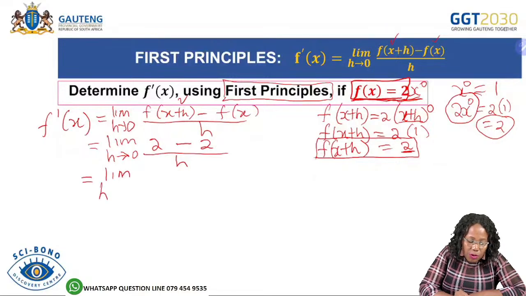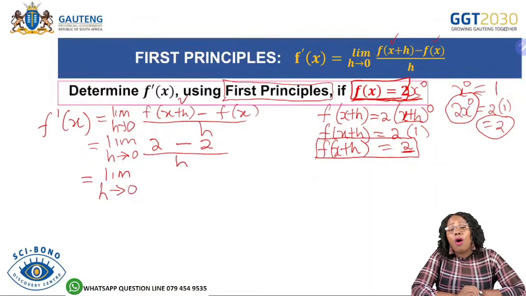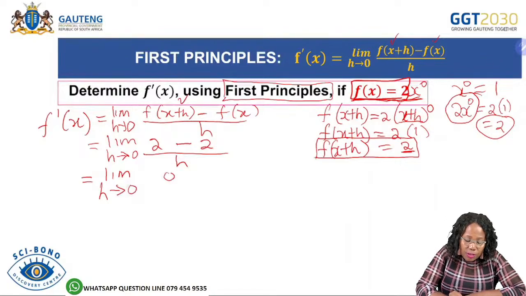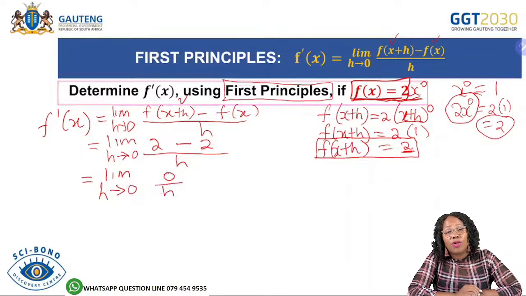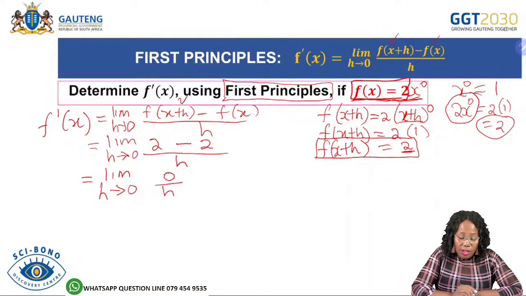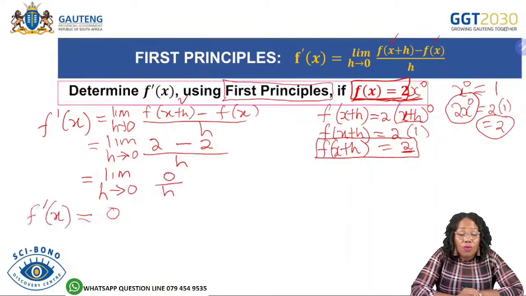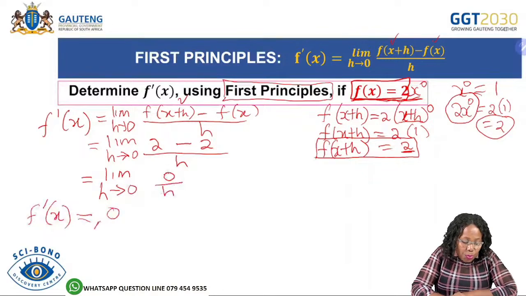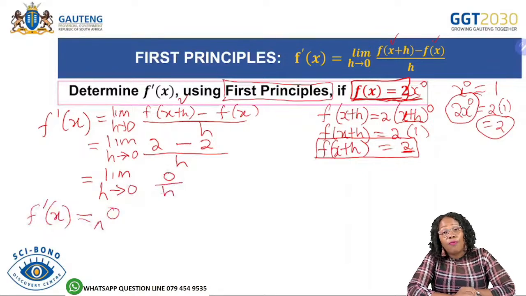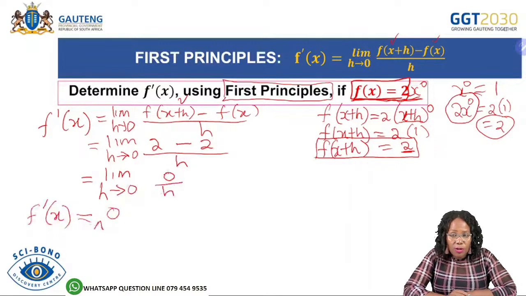So this is the limit of h approaching 0 of 2 minus 2, of which is a 0, and then over h. Grade 12, what is 0 over h? It's a 0. Therefore, the derivative of this particular equation is equal to a 0. Do not put a limit in front of your answer at your final solution, grade 12. No limit on the final solution. All right.